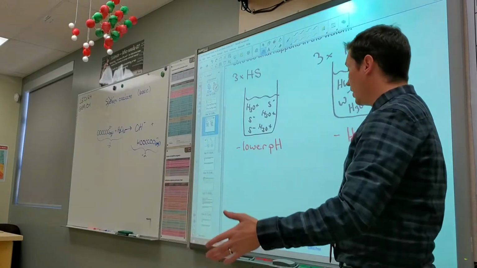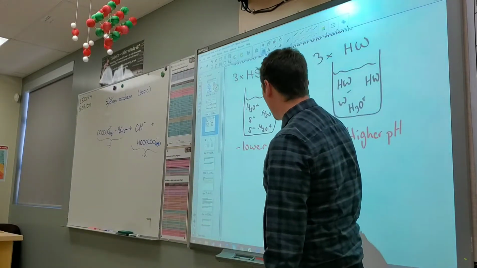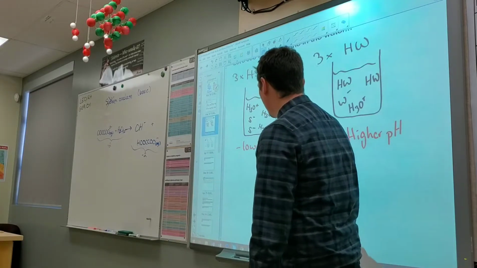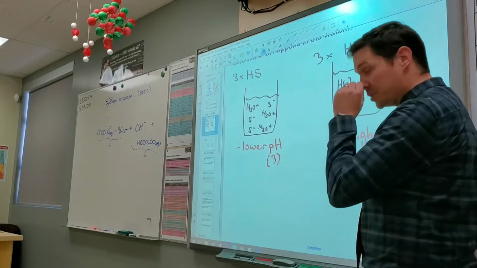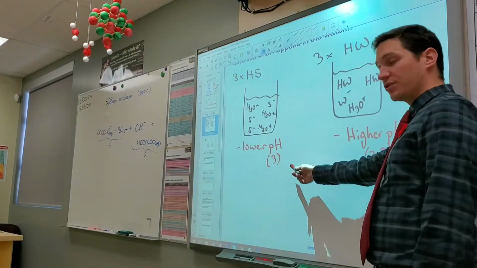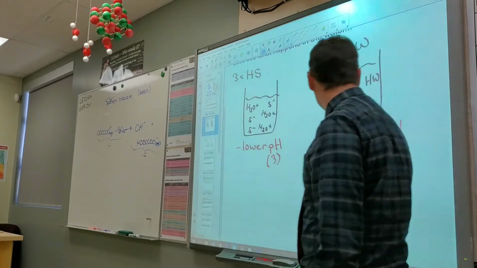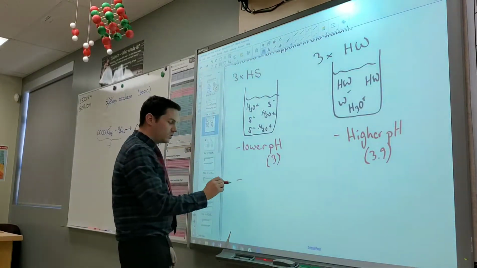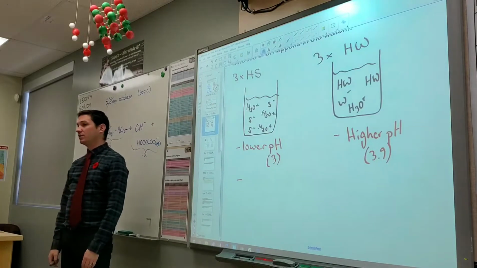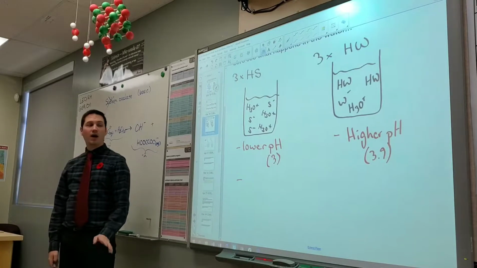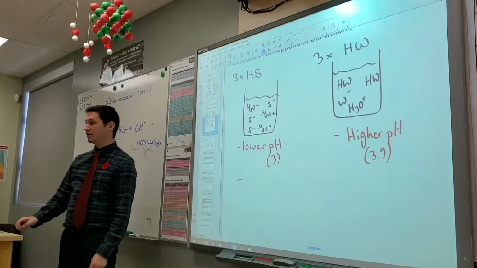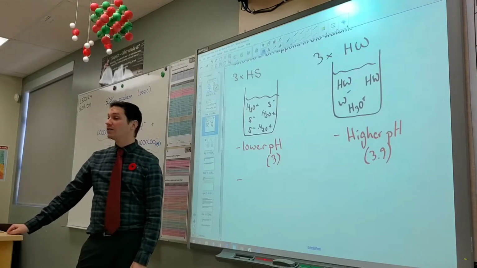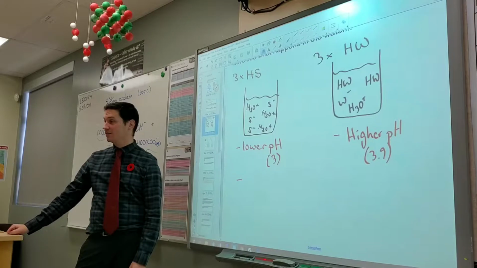So think of this as a pH of 3, and maybe this one is a pH of 3.9. Do you know what I mean? One of these is for sure more acidic than the other. This is a big stretch, but does anybody know another diagnostic test that I could use to tell the difference? I could totally use conductivity.